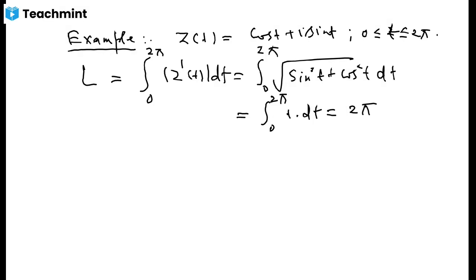And remember, what is this thing? This is the circumference of a circle of radius 1. So it is not anything new that you are calculating. It's something that you already know. Circumference of a circle is the length of that circular line. So that is the arc length here.